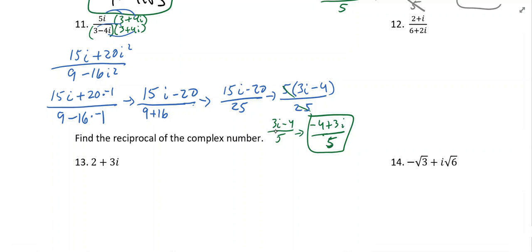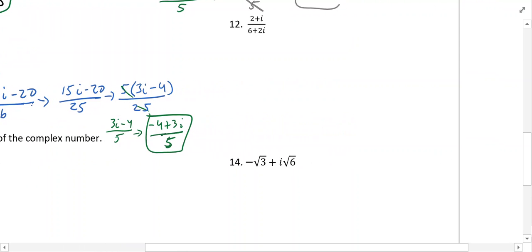When you simplified it, you might have gotten 3i minus 4 over 5, but remember, we want it in terms of a complex number, so we need the real component first, then the 3i, the imaginary component, second. All right, so again, with number 12, we need to go ahead and multiply by the conjugate. So you want to multiply the numerator and the denominator by 6 minus 2i. So 6 minus 2i. All right, so go ahead and pause the video and try this one.